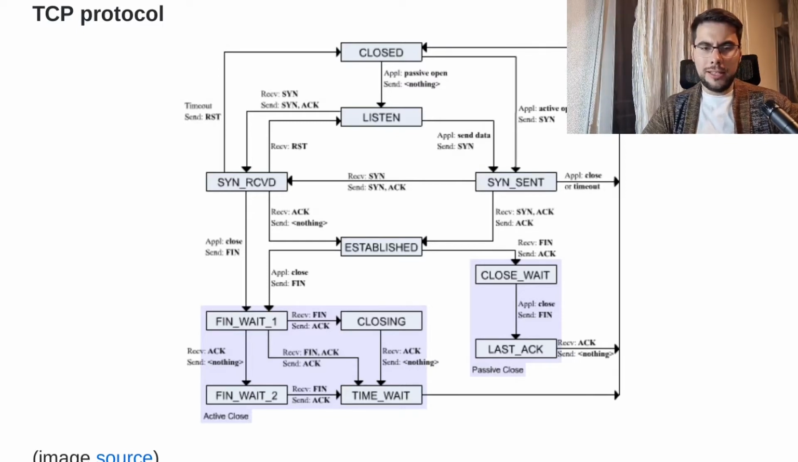Another kind of event is an application has performed some action, for example, closing connection. And the third type of event is some kind of global events from the outside world, like connection timeout, for example. And every time there is some event happening in the current state, we can issue some sort of reaction to it.